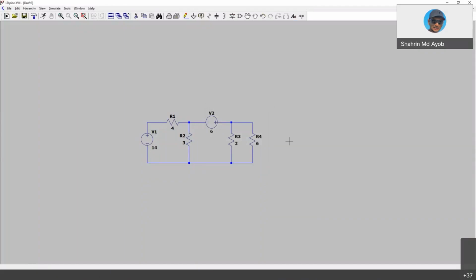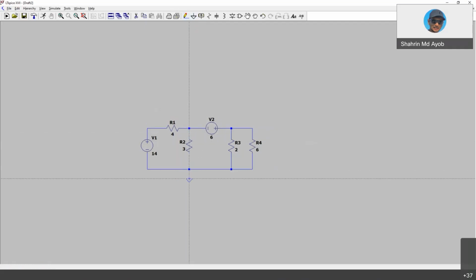So next is to put the reference node. Okay, so for circuit analysis, you always need to define your reference. So just click here, ground, and then drag it. Okay, and then I think you need to put some wire here to connect it. There it is. So we have completed the circuit.